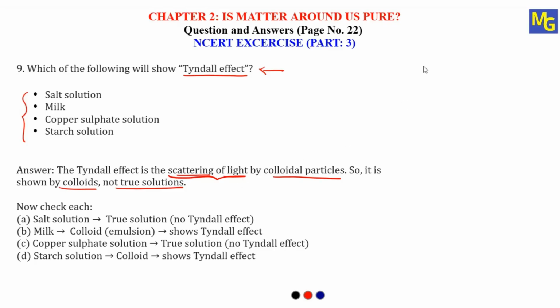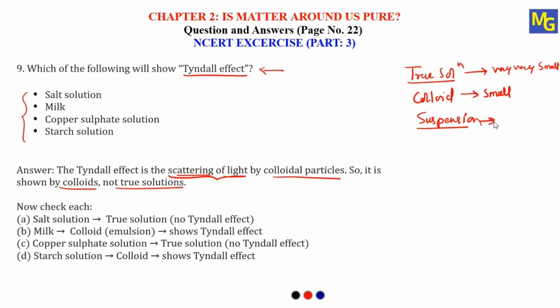So in total we have three types of mixtures: one is true solution, then we have colloid, and we have suspension. In true solutions, particles will be very small, and it is a homogeneous mixture. In colloids, particles will be a little bit bigger compared to true solutions. But in suspension, particles will be large in size compared to true solutions as well as colloids.